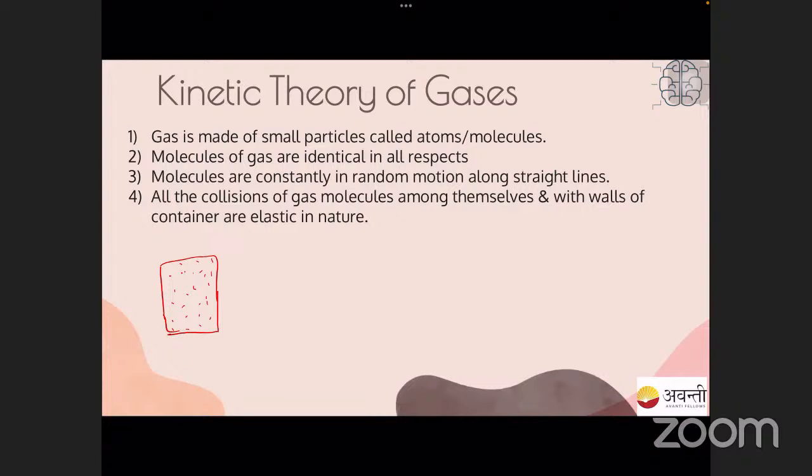Now, the third postulate: molecules are constantly in random motion along straight lines. What it is saying is that each molecule will be moving here and there, and it will be moving in a straight line, not in the form of a wave or anything like that. Or they'll not be taking a parabolic path due to gravity. Why? Because in the case of an ideal gas, we'll be considering the gas particles as minute point masses. That's the only reason why gravity is not acting on them.